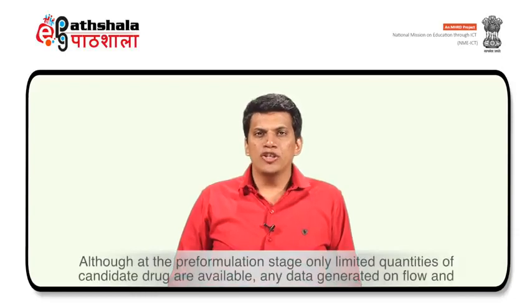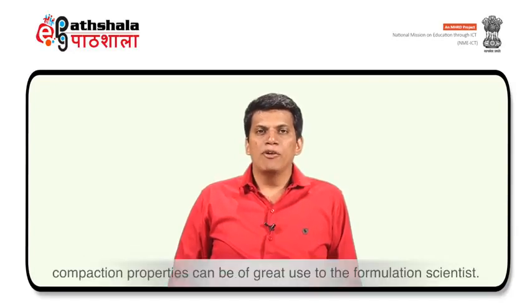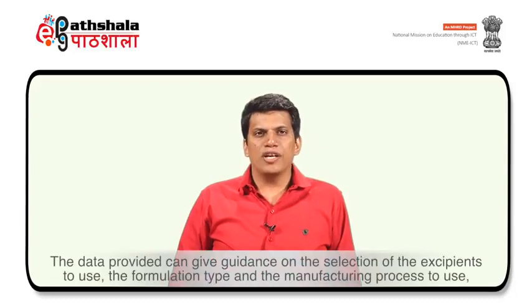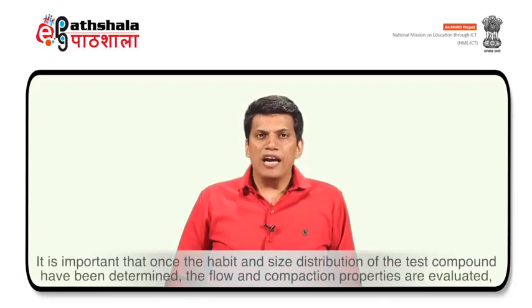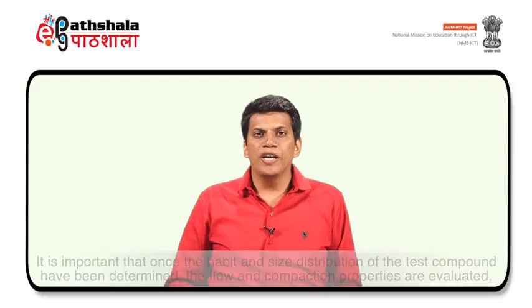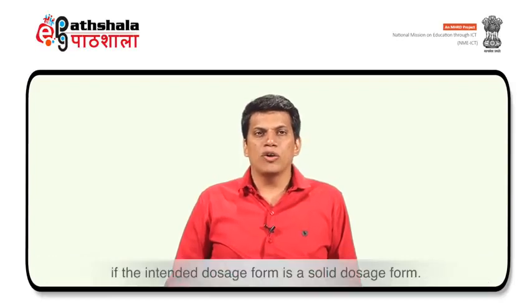Next derived property to discuss is flow and compressibility. Although at the pre-formulation stage only a limited quantity of candidate drug is available, any data generated on flow and compaction properties can be of great use to the formulation scientist. The data provided can give guidance on the selection of the excipients to use, the formulation type and the manufacturing process to use. It is important that once the habit and size distribution of the test compound have been determined, the flow and compaction properties are evaluated if the intended dosage form is a solid dosage form.